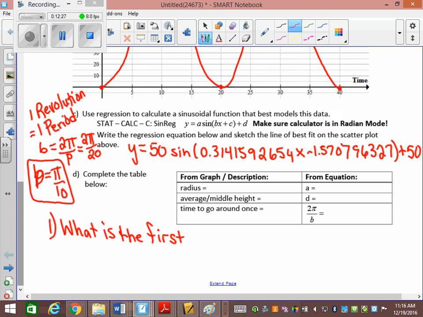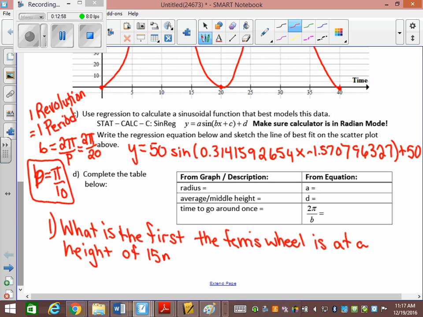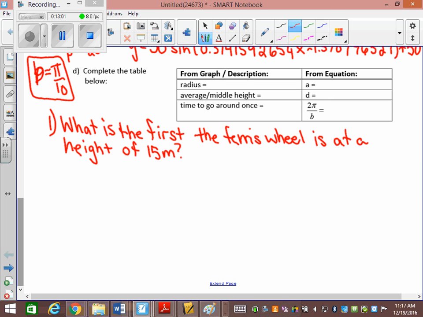Because if you think about it, your graph is doing this, correct? It keeps going. And if you're going to throw a y value through it, what's going to happen? It's going to cross a whole bunch of times, right? So they could say the first time or the second time or the third time, and you really have to think, what are they asking you? So what is the first time the Ferris wheel is at a height of 15 meters?